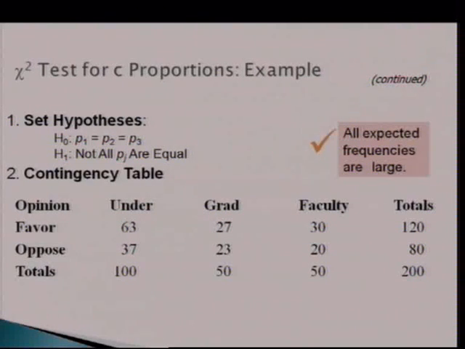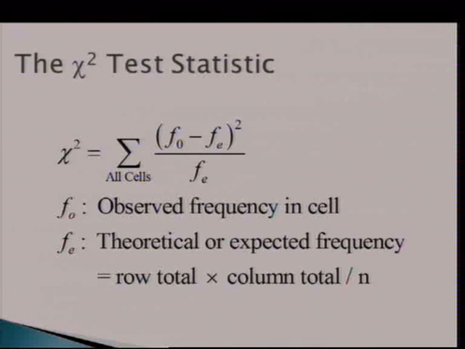If more than 25% are less than 5, then chi-square test is not applicable. So here all expected frequencies are large, not a single one is less than 5. So this is one. Now how are we calculating the expected here? Our chi-square is nothing but the summation of (f0 minus fe) square by fe. Now f0 is our observed frequency and fe is our expected frequency. The expected frequency is nothing but row total into column total divided by n.